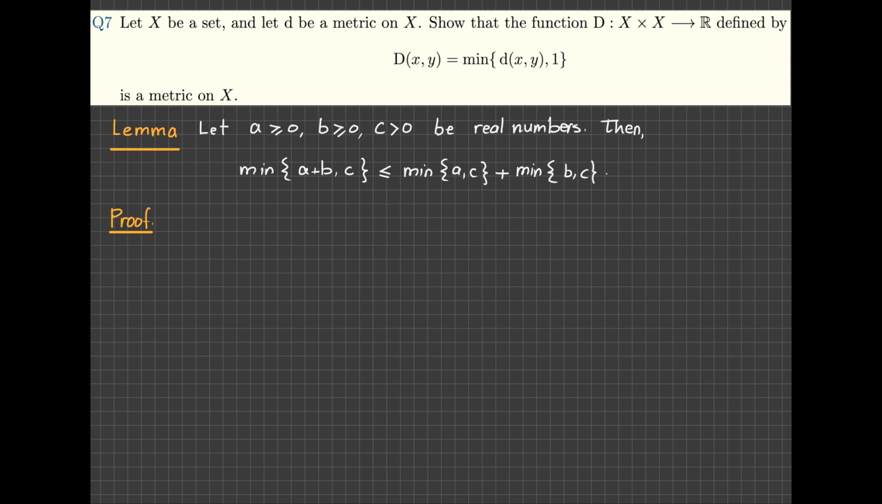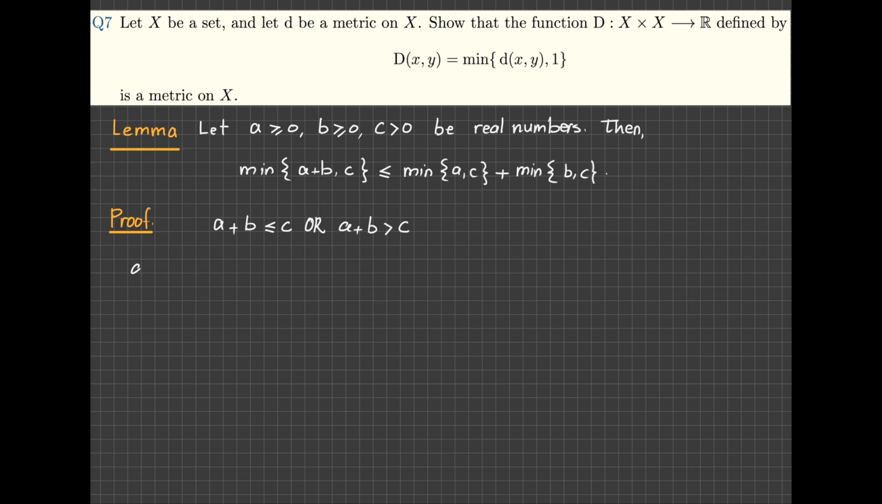Okay, how can I prove this? We can consider some cases. For A, B, and C, I have 3 possibilities. Either A plus B is less than C or equal to C, or A plus B is greater than C. These are the possibilities that I can have. And let me also write here, this is or, okay?